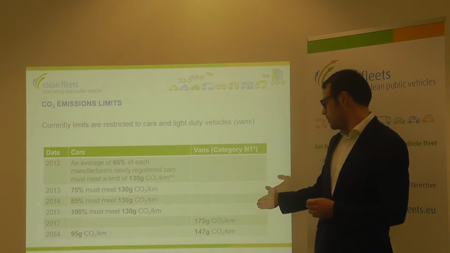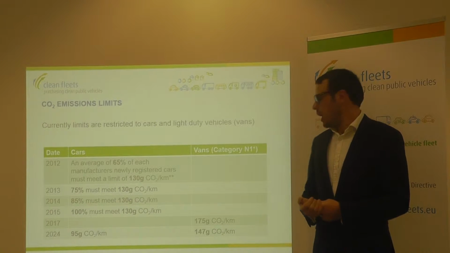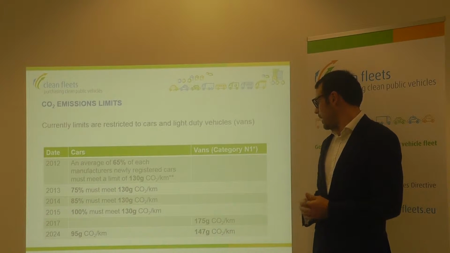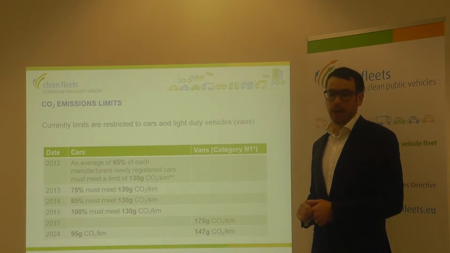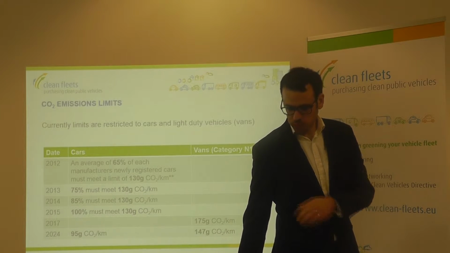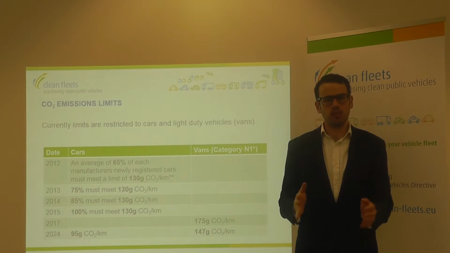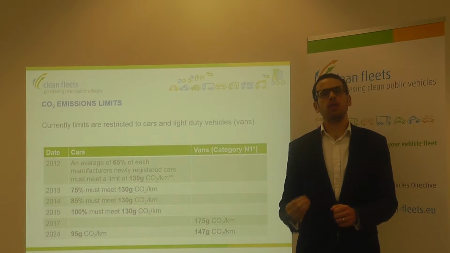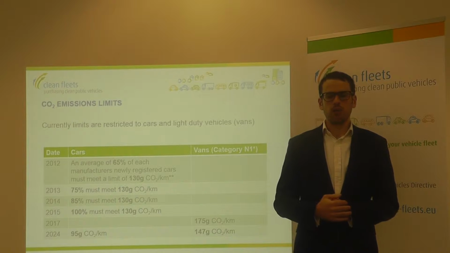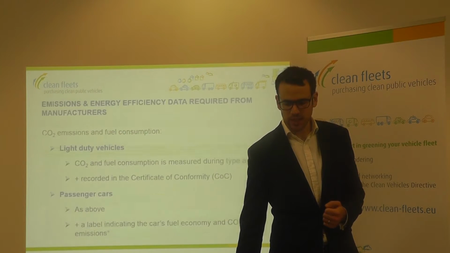With vans it's coming in a bit later and it's not quite as stringent because obviously vans are larger, but they are coming, and there will be 147 grams of CO2 by 2024. Now, what the van covers is up to 3.5 tonnes. That's the definition of a van. So you're looking at a large sort of transit type van as what was covered there under the vans.